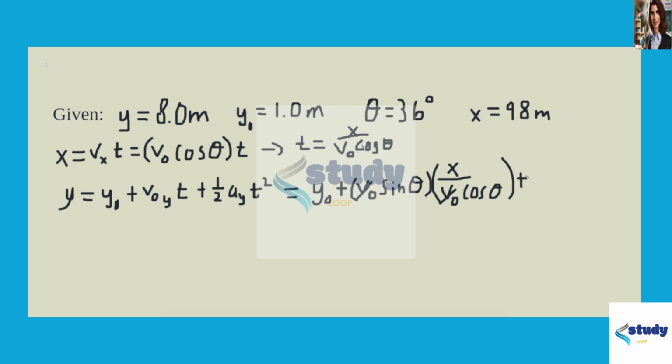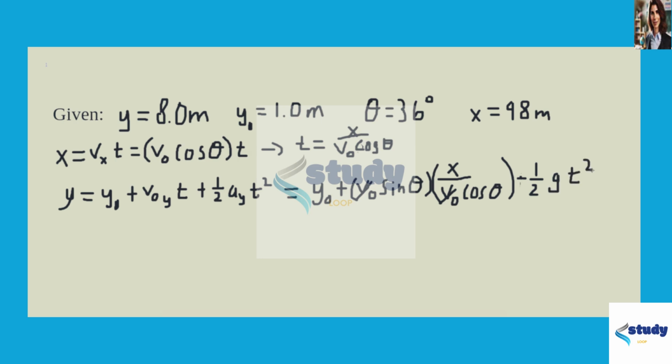Plus 1/2 a of y. Gravity is in the negative direction, because it's acting in the negative direction. So we can just pull that negative out front and turn the plus into a minus. So it's going to be minus 1/2 g times t squared.